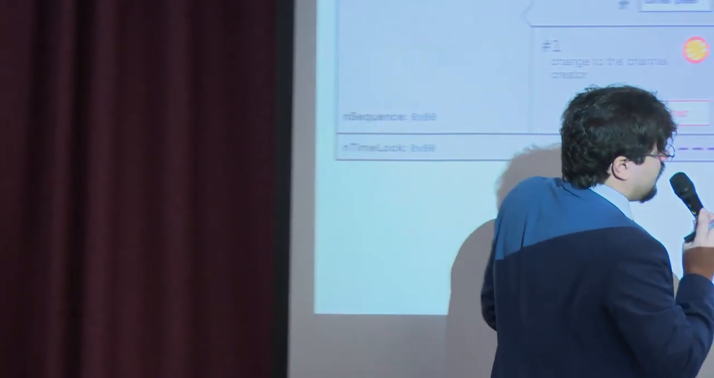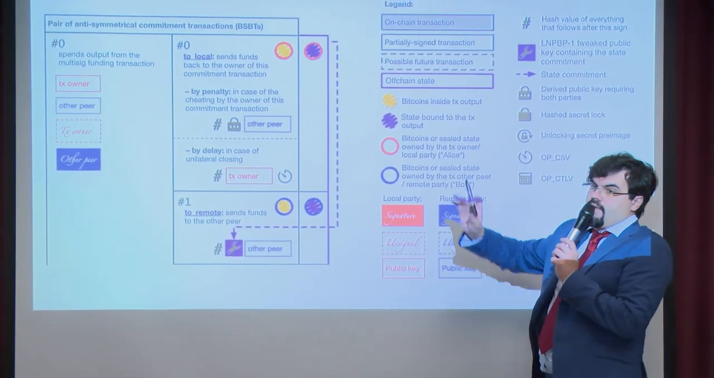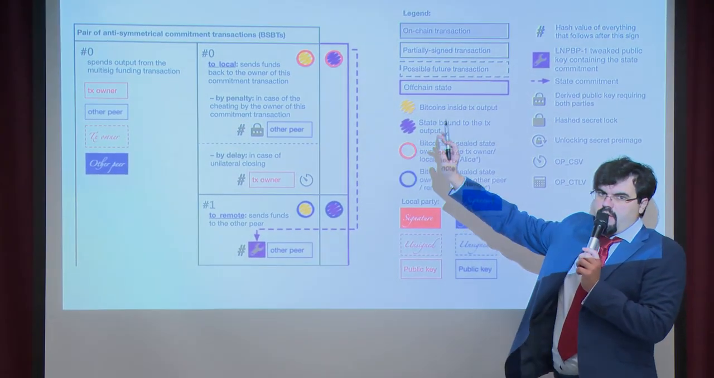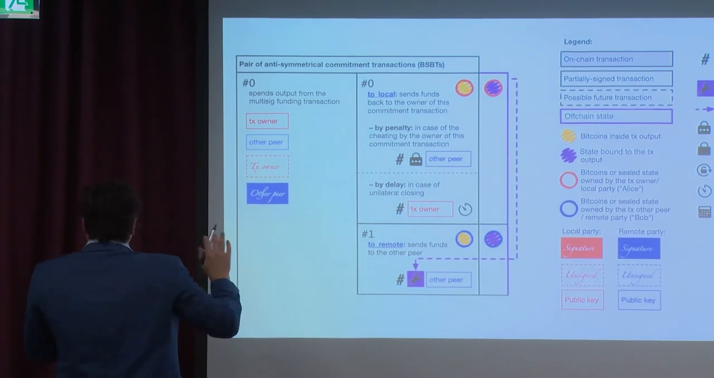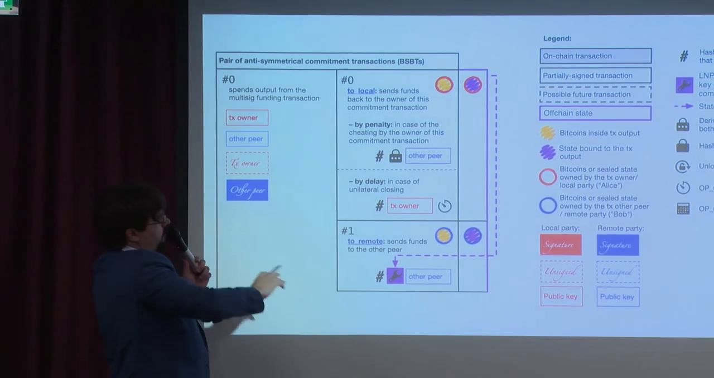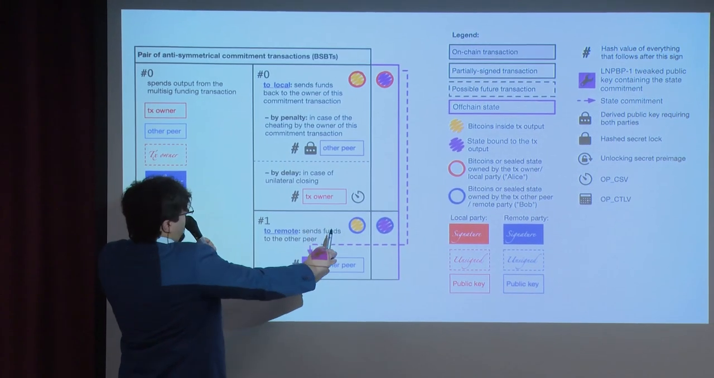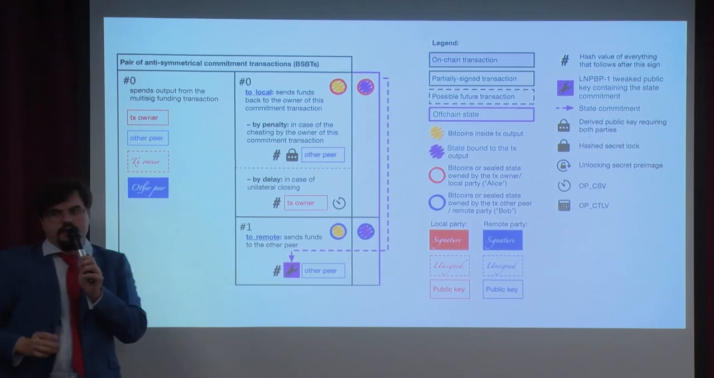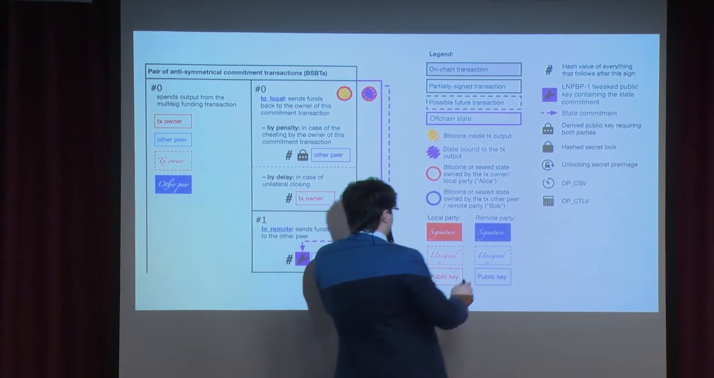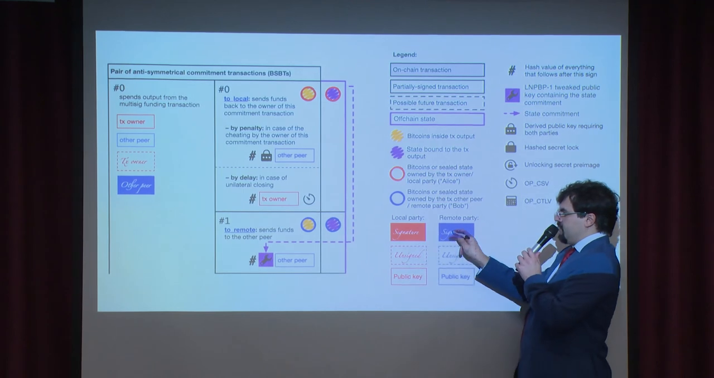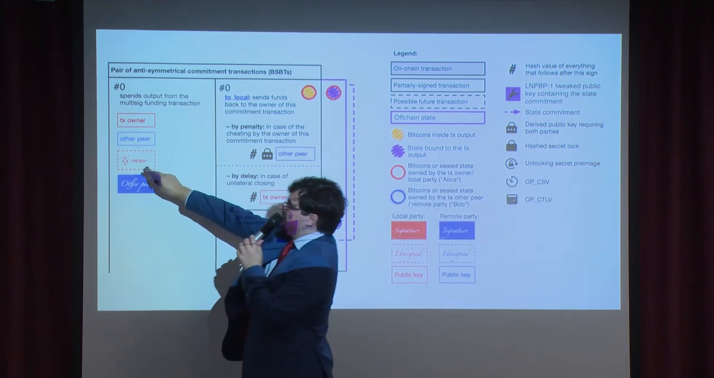Okay, this part is done. The easiest one. Now, we have an asymmetrical pair of the commitment transactions, which are partially signed and off-chain at this stage. I am showing one of these pairs. We do have the local peer owner, in red color, and the remote peer, in blue color. And this is the public key. This is a signature, and this is the place for the signatures. Because it's partially signed, it means that this signature is absent.